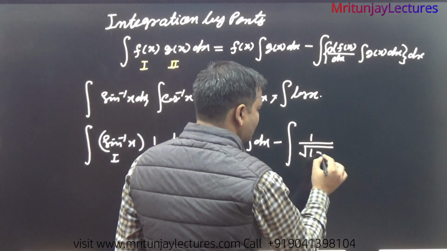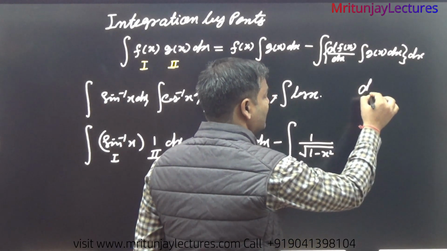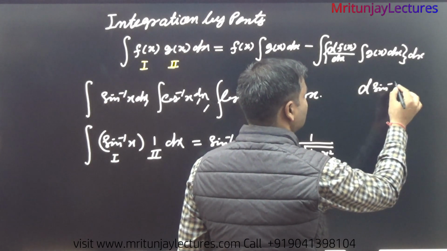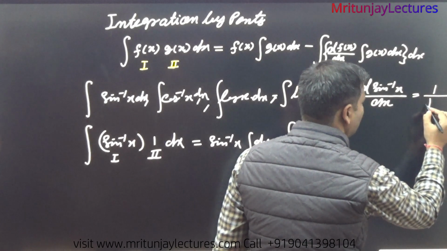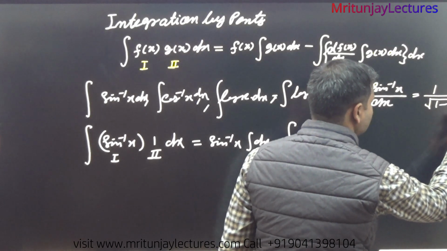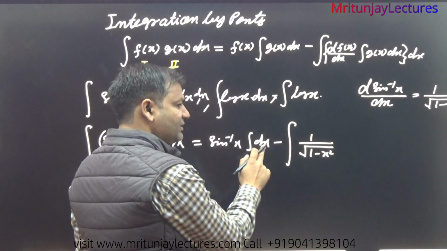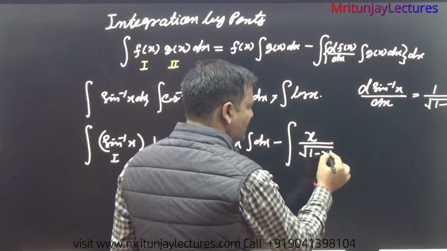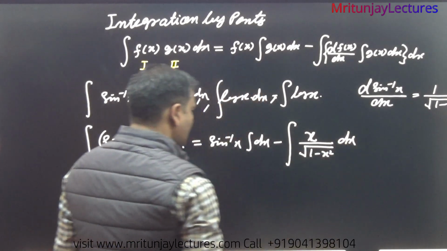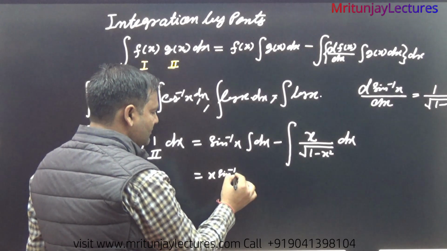1 minus x square, that is 1 minus x square. Basically, if anyone phased out, that is 1 upon under root 1 minus x square, that value put here. Okay, and integration of dx, that is simply x, so x upon under root 1 minus x square dx. So here x sin inverse x.